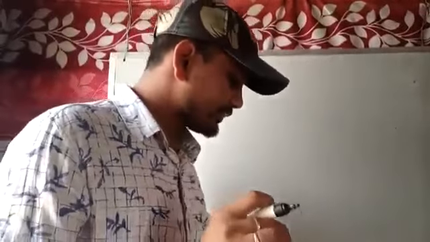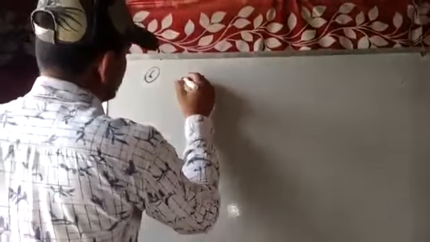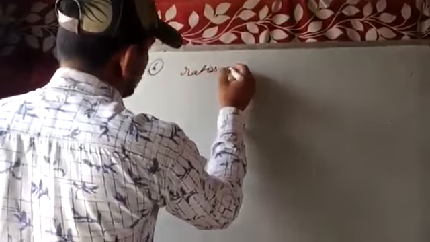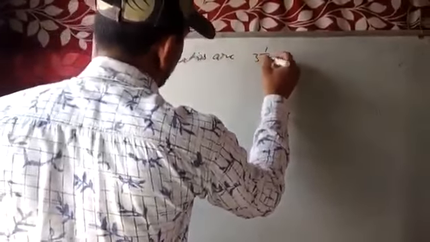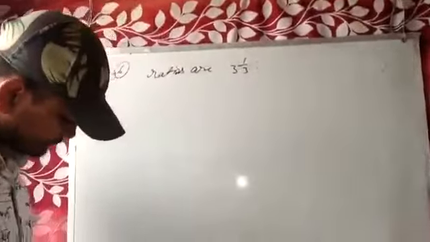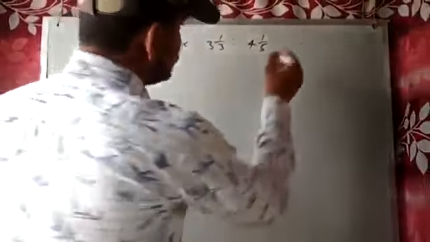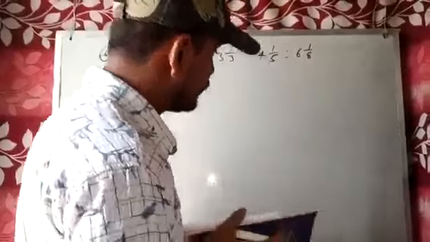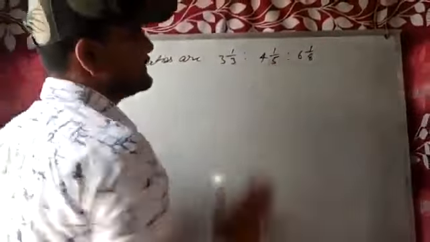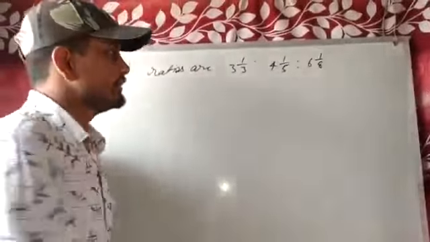The sum of three numbers whose ratios are 3 and 1/3 is to 4 and 1/5 is to 6 and 1/8. Okay. Now this is in the form of ratio.